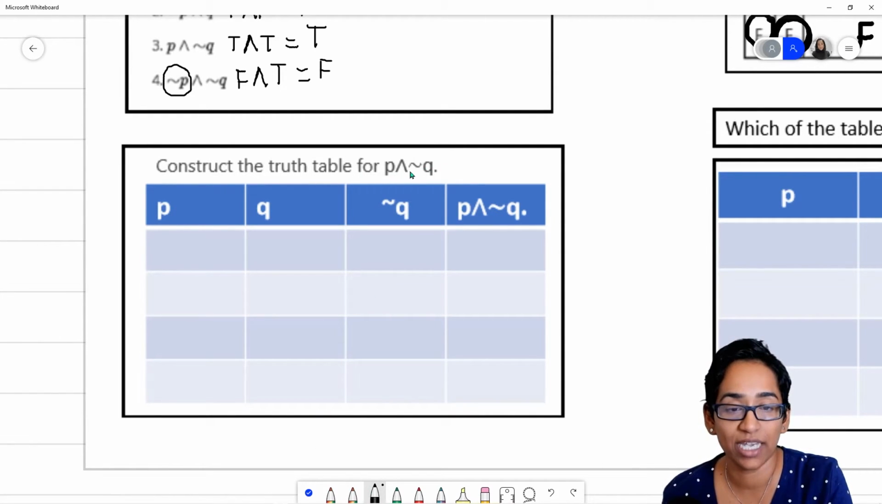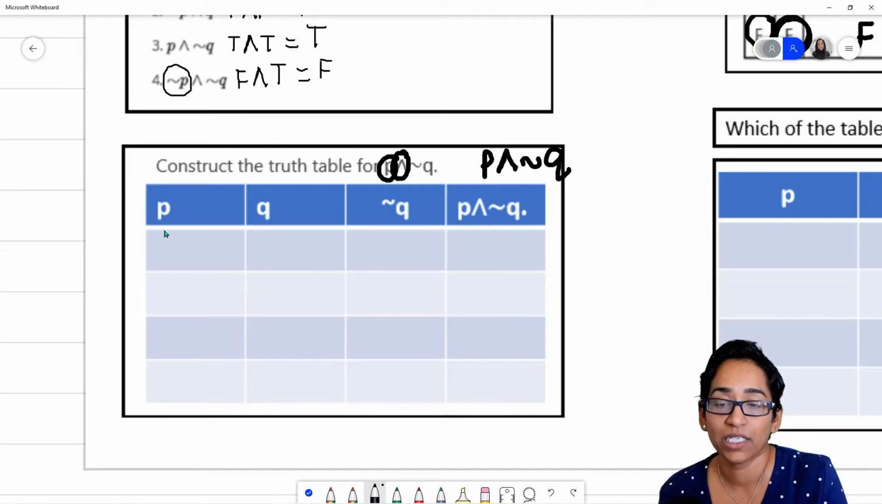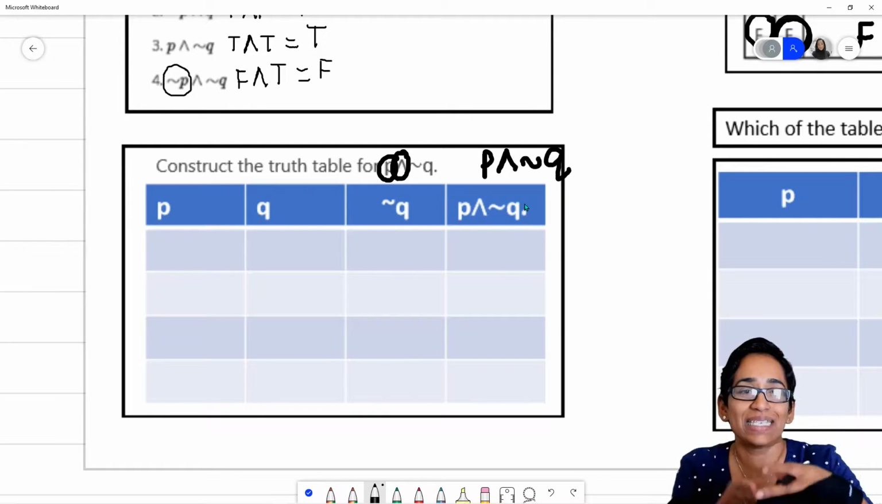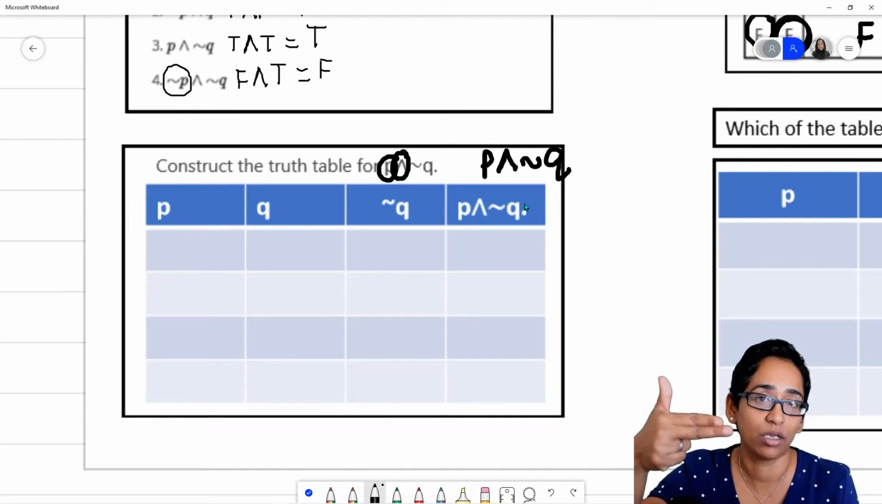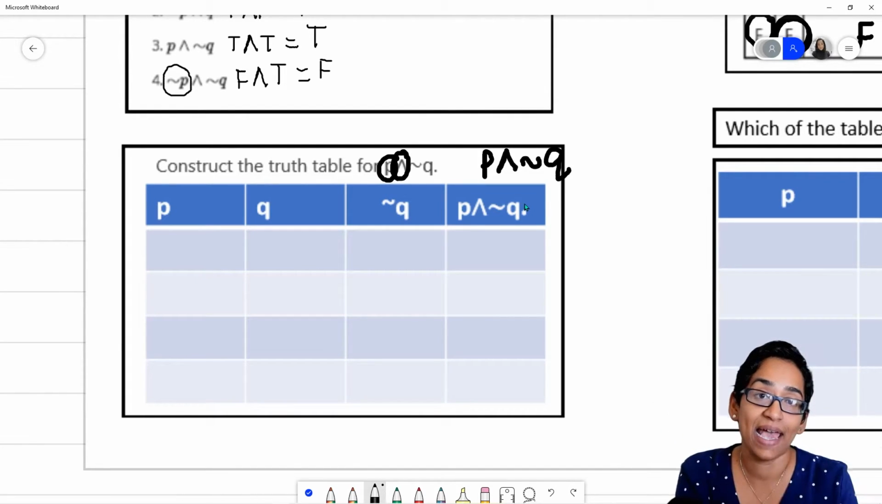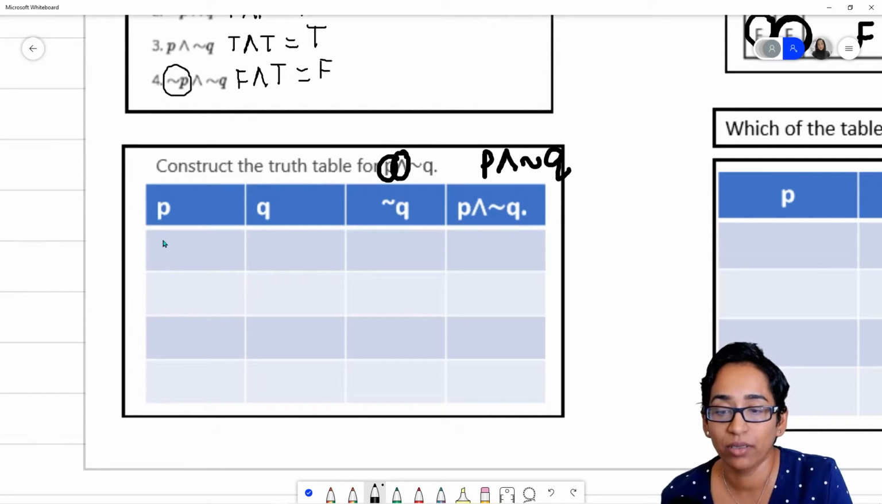Construct the truth table for P and not Q. I am a visual learner, so I like to put everything in front of me. So I have P and Q, I have a not Q, and I have P and not Q. You see how I write it? Step by step. P, Q, there is a not Q in there, so not Q, and then finally P and not Q. So let's go ahead and write the truth table.